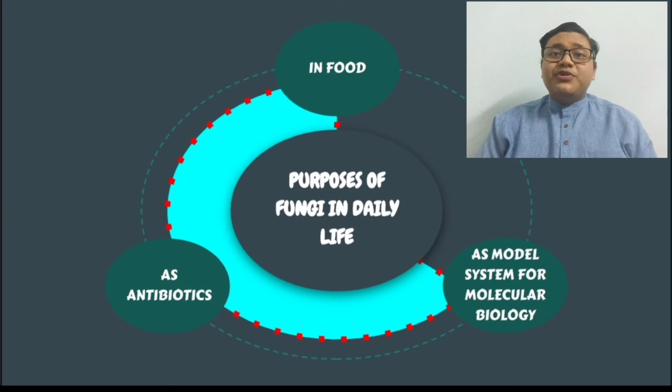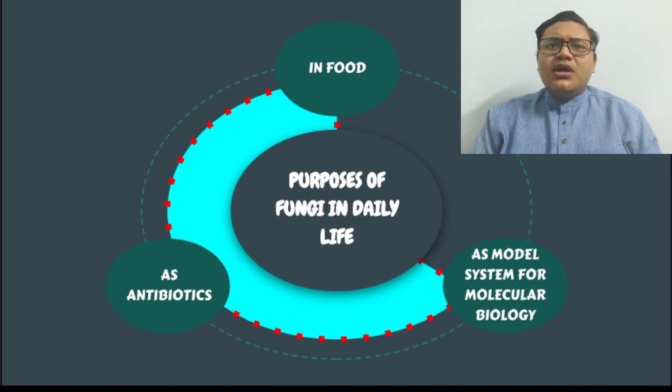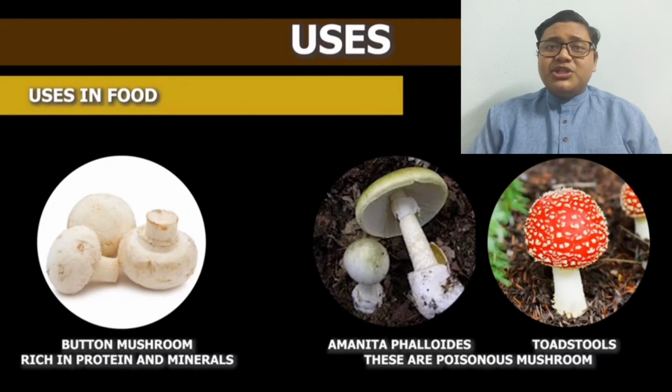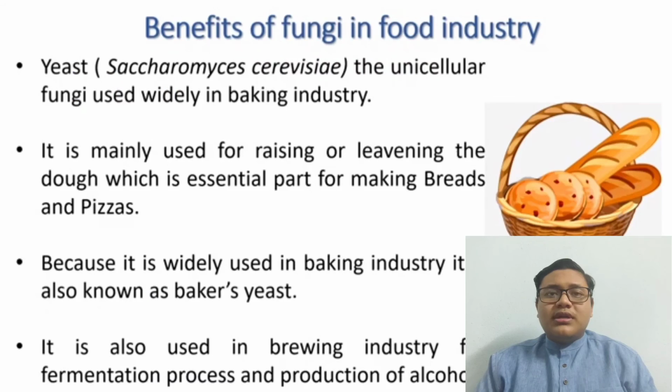So, we move to the purpose of fungi in daily life. There are three purposes, which is for food, as antibiotics, for medicine, and as model system in molecular biology. For food, we have button mushroom, which is rich in protein and mineral, and Amanita phalloides or toadstool. These are poisonous mushroom. Next, we have yeast, the unicellular fungi used widely in baking industry.